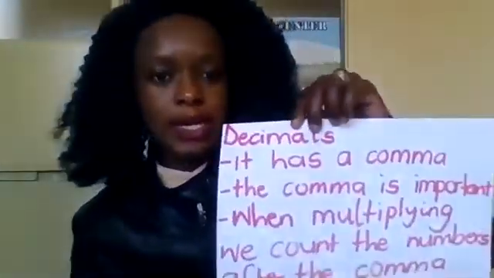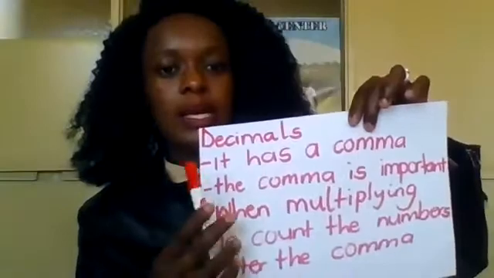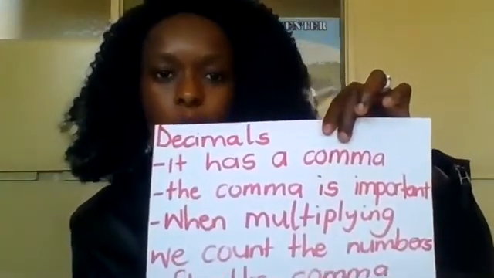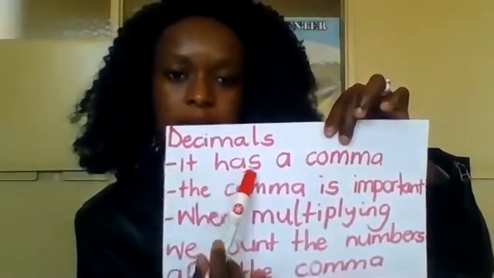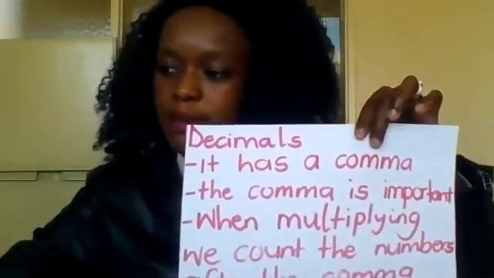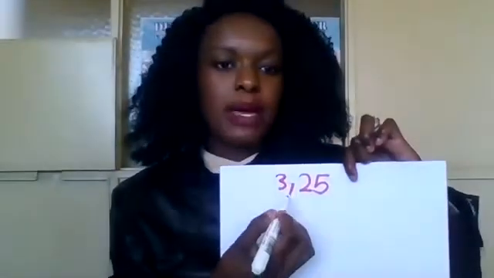Okay, so we want to know what is a decimal. A decimal has a comma. When you look at the number, it has a comma. For example, when you say 3,25, this is a decimal because the number has a comma.